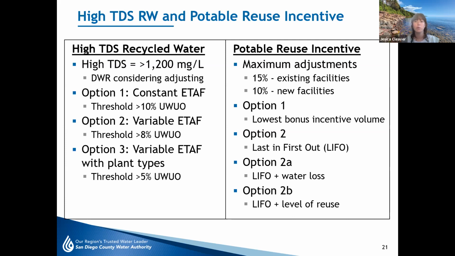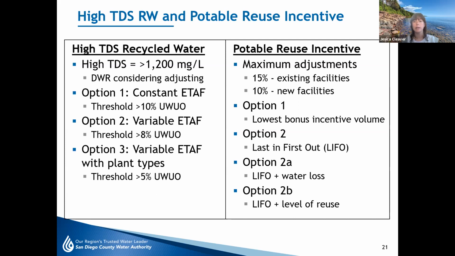And lastly, the potable reuse bonus incentive. So the legislation calls out that the maximum adjustments that can be made for this are 15% for existing facilities or 10% for new facilities. And initially there were 4 methods presented to calculate this variance. However, option 1 and option 2B were the least popular. Option 1 because it required the most amount of work for the least amount of bonus incentive, and option 2B just because it applied to the fewest water suppliers. So the state's moving forward considering option 2 and option 2A.